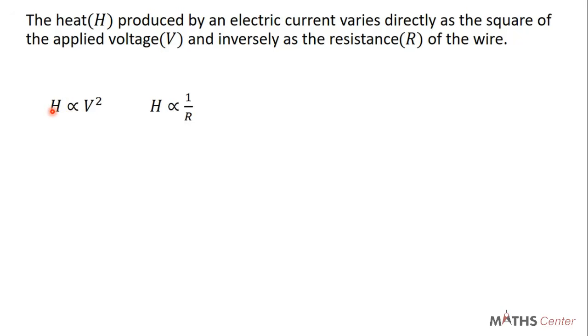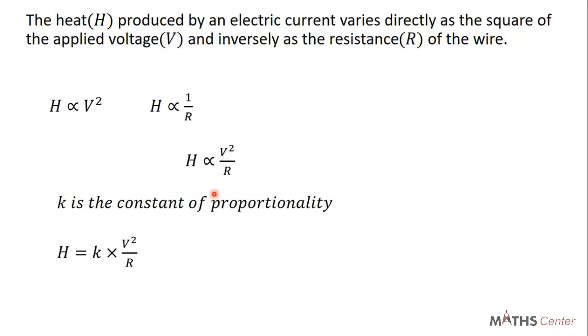So for the first part, H varies directly as the square of V. So H is directly proportional to V squared. And for the second part, H varies inversely as R. So H is proportional to 1 divided by R. Since this is a joint variation, we are going to combine these two variations. So you have H is proportional to V squared divided by R. And if we introduce the constant of proportionality, which in this case we are going to call K, H is equal to K times V squared divided by R, and H is equal to KV squared divided by R.